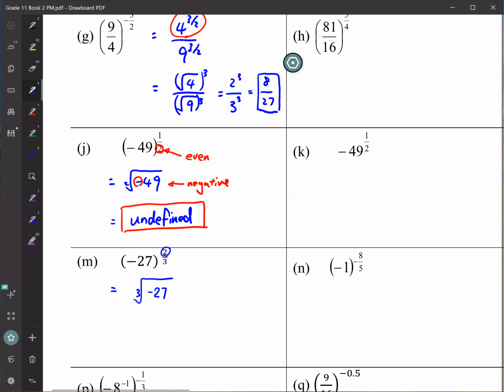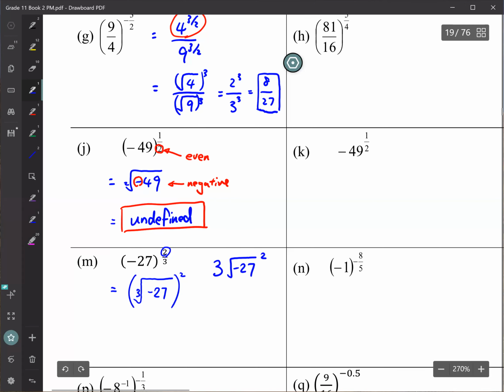Bracket, cube root of negative 27, bracket, to the power of 2. Yeah. Okay, very good. I think one of you, when you write the cube root, always writes it too big. I'm not sure who it is. Cube root, then write 3, negative 27, and then square.